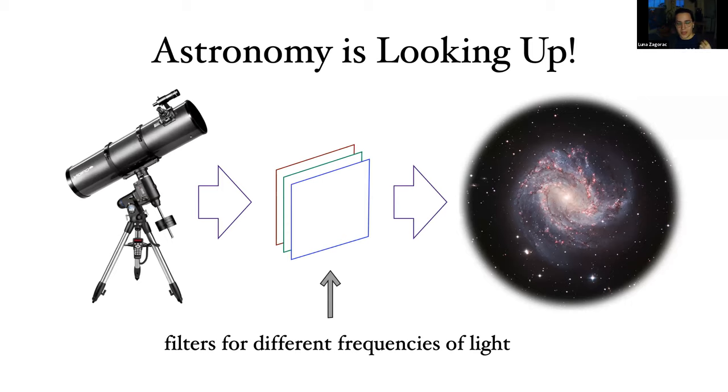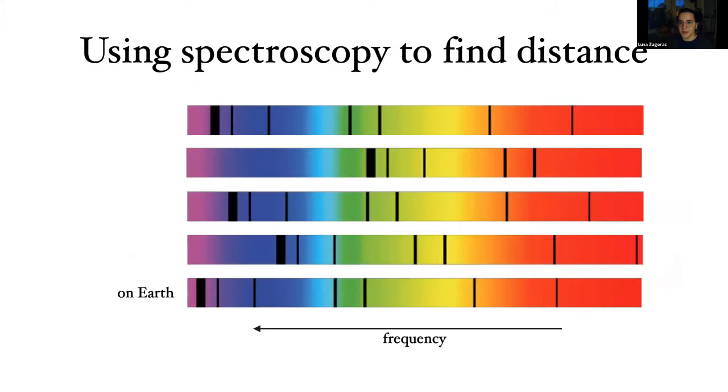So instead of just taking this telescope and taking a picture, we can use filters of different colors of light to take different pictures, say blue versus red versus green, and start to get an idea of how much of each color of light there is from an object. Now, this is important because we can start building up these things called spectra.